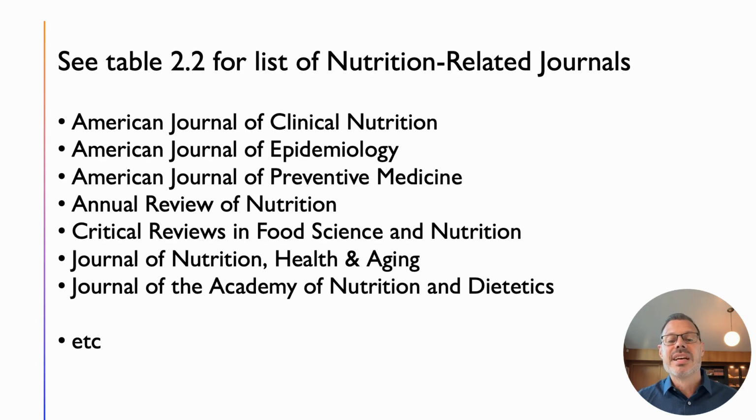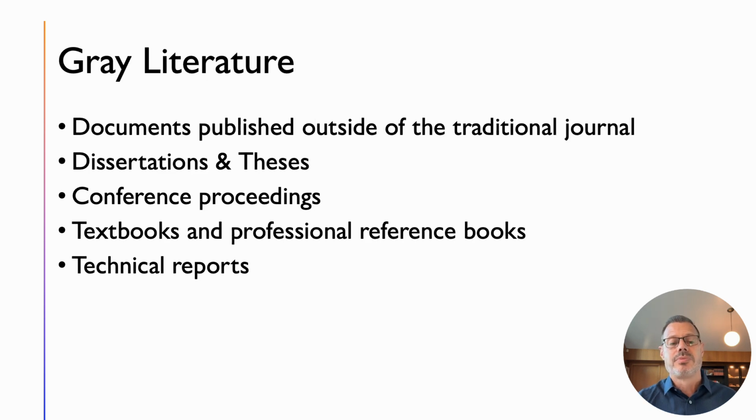In your book, here's just a list of some nutrition-related journals, right? The American Journal of Clinical Nutrition, Journal of Epidemiology, Preventive Medicine, Annual Review of Nutrition, and so on. So again, good places to find original articles.